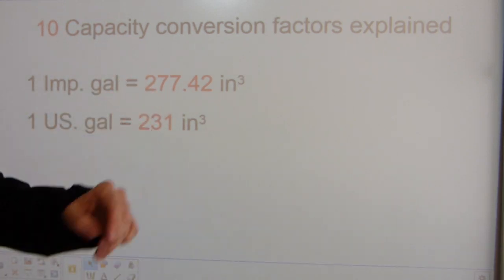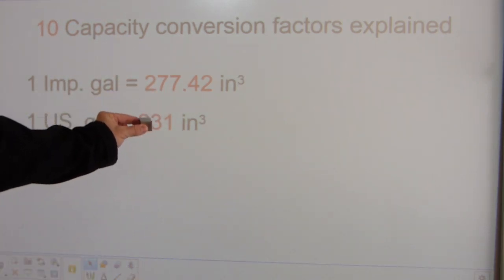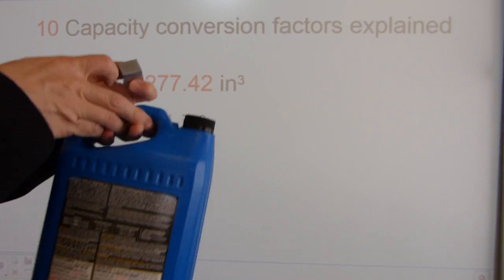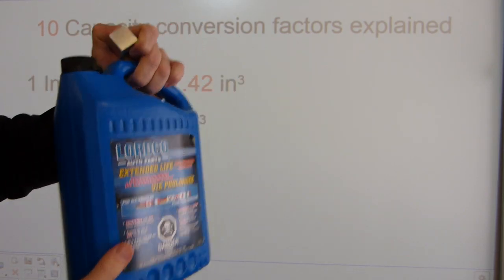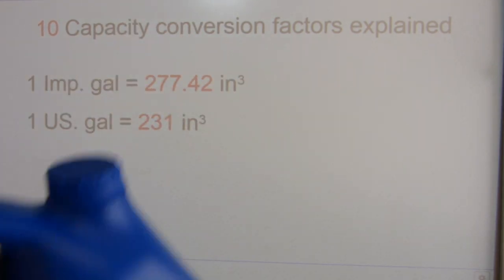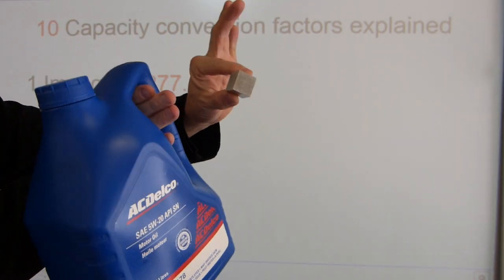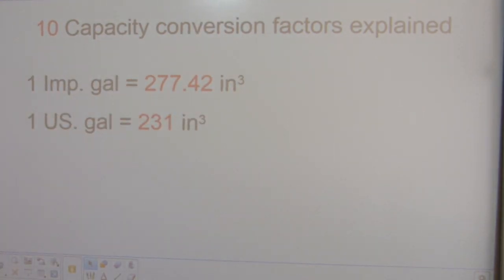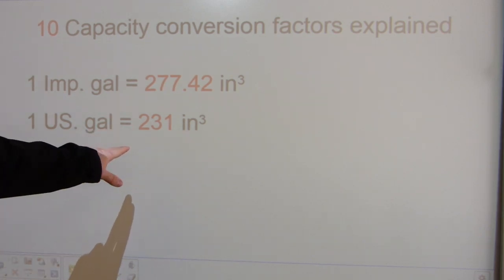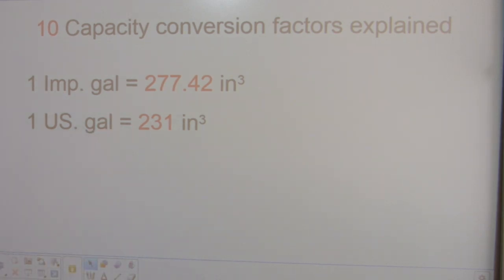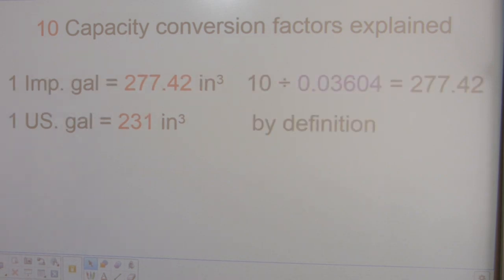What's important is that 231 of these little guys make one of these US gallon, and 277 of these make an Imperial gallon. So now, why these numbers? Where do these come from? Well, we start with 231. It is by definition 231. They just picked a whole number, not entirely randomly.